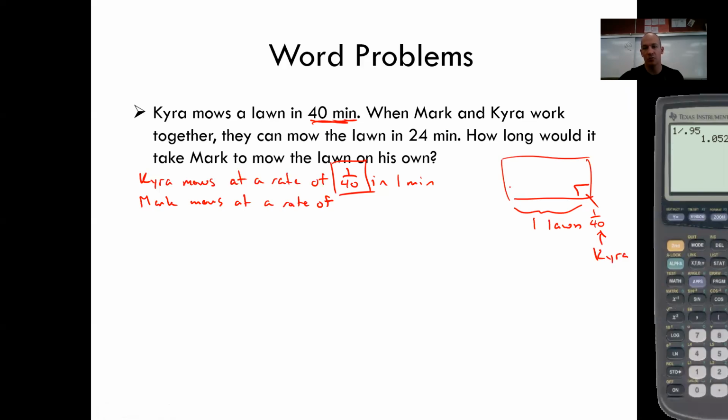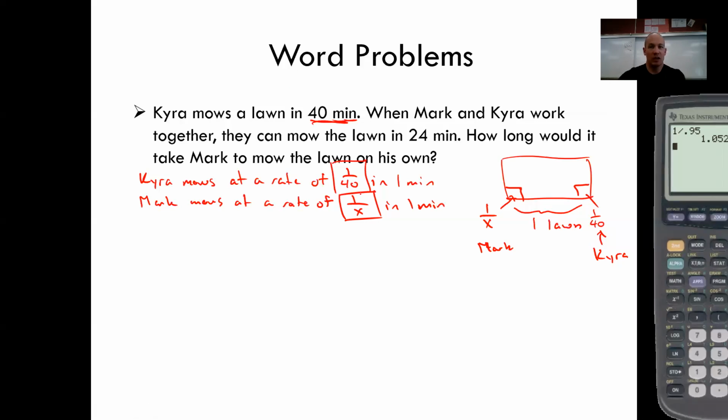Mark, he's going to mow some amount, but we've already decided he's going to mow a little bit slower than Kira, so maybe he's going to mow this patch. I actually don't know what this is. So what do you do in math when you don't know what something is? You leave it as a variable. So he mows 1/x of the lawn in 1 minute. And that sounds like it's totally useless, but it's actually really quite useful.